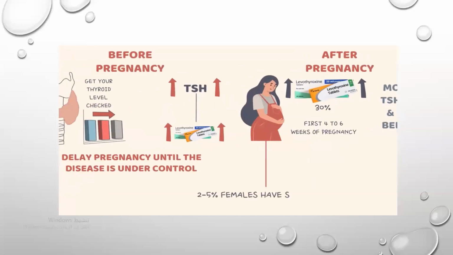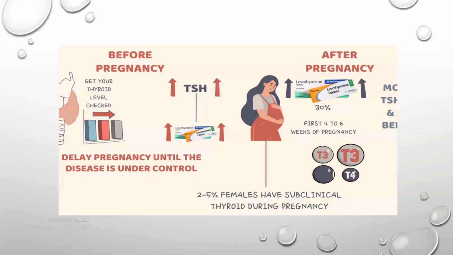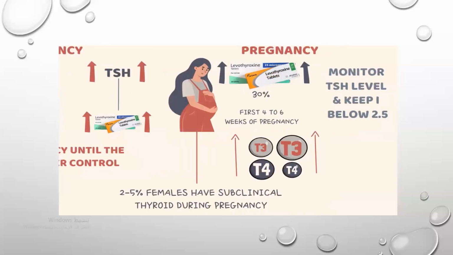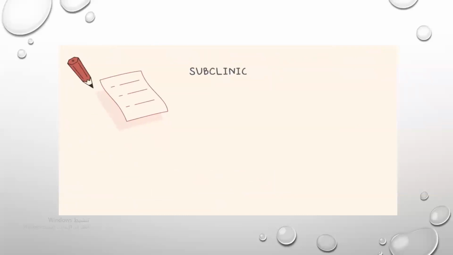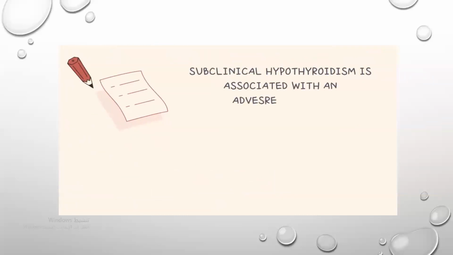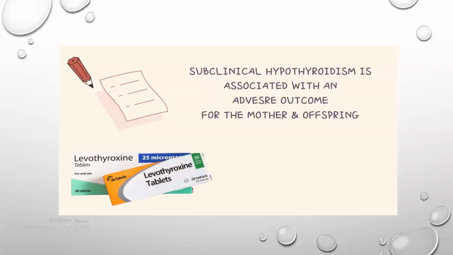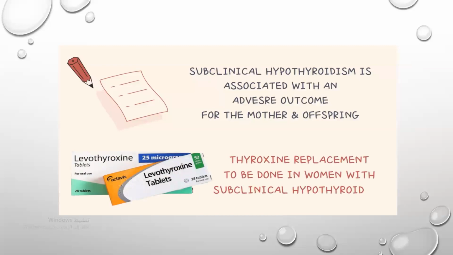Now, 2 to 5% of females have subclinical hypothyroidism during the pregnancy. Subclinical hypothyroidism is defined as increased TSH with normal concentrations of T4 and T3, which simply means that the thyroid gland is struggling to keep the thyroid hormone levels above the normal threshold levels. Since multiple studies have shown that subclinical hypothyroidism is also associated with an adverse outcome for both the mother and the offspring, most guidelines recommend that thyroxine replacement should be done in females with subclinical hypothyroidism.